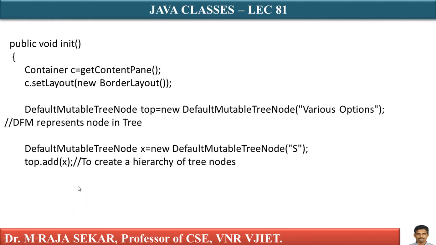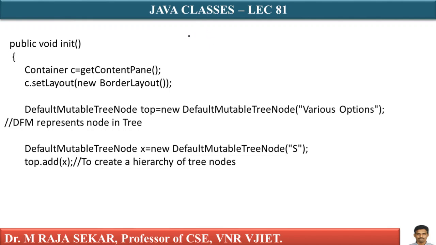Just see public void init, and this container. I already discussed what a container is and what getContentPane is. In my previous lectures, I already discussed what border layout is. We discussed border layouts too, isn't it? Let me say a few words about JTree here.